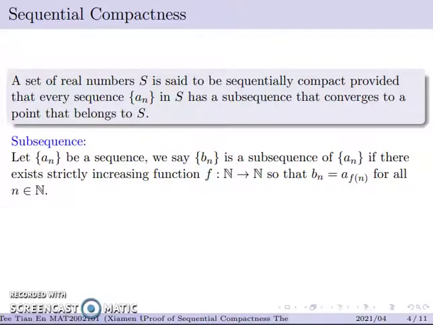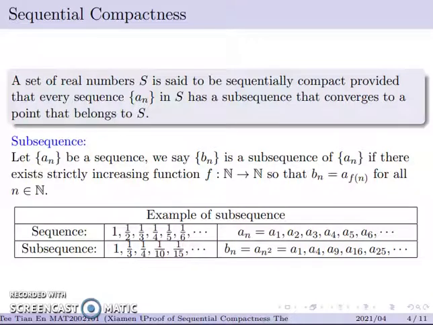Here is an example of a subsequence. You can see that in the second example we have a_n, where n is a natural number. So we have a1, a2, a3, a4, a5, a6, and so on. Then we can have its subsequence b_n, which equals a_{n squared}. So this is also a subsequence of a_n.